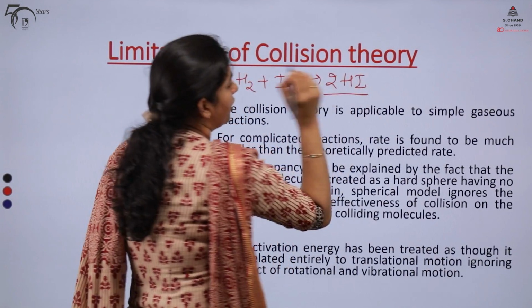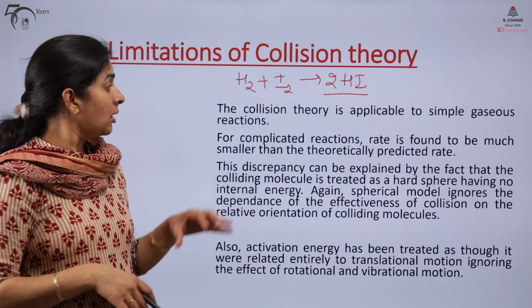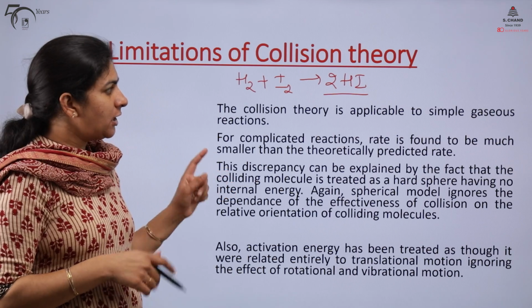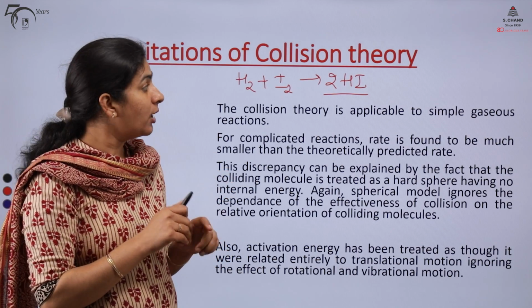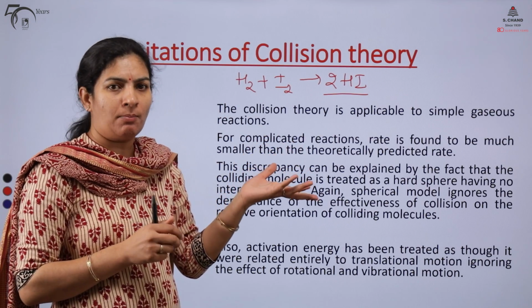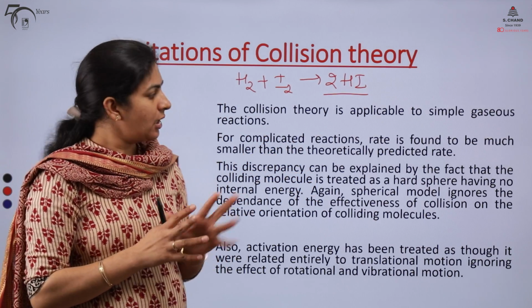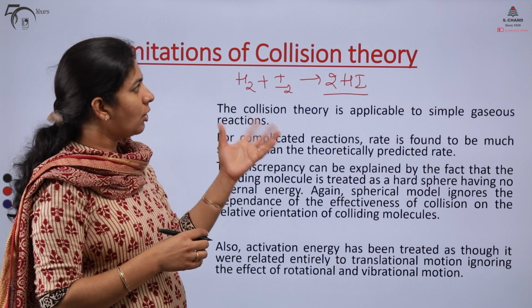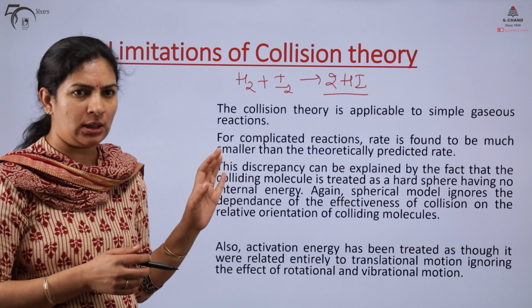So the number of collisions for this particular reaction was calculated, and it was found that the number of collisions predicted by collision theory was much more than the number of collisions actually taking place. So here I would just like to highlight one of the limitations of collision theory, right?